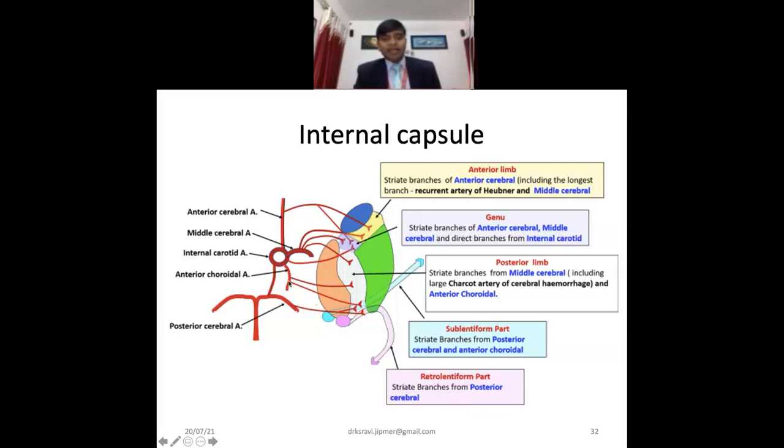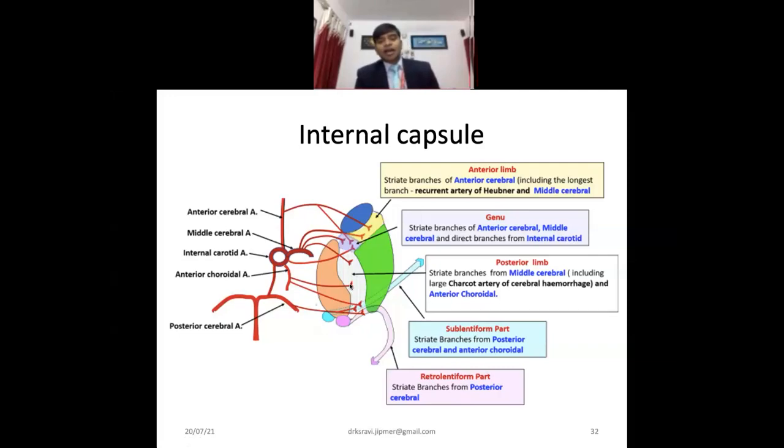You can appreciate over here, this is the anterior choroidal artery, which will supply the posterior limb. So I repeat what I said about the posterior limb. There are the straight branches from the middle cerebral artery that includes the Charcot artery of the cerebral hemorrhage, and there is often a chance of injury to this Charcot artery, and that may lead to the death of the individual, right? Then I said we have the anterior choroidal artery. From that also, there will be branches to the posterior limb. This anterior choroidal artery comes from the internal carotid artery.